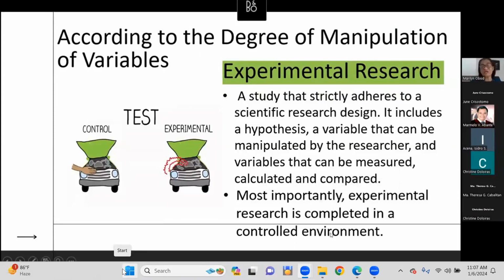And it is done in a controlled environment, usually in a laboratory. So sa mga health allied courses, ganun. Sa MBA, hindi ko alam kung paano a-apply ang experimental research. Baka dun sa paggawa ng product, no? I am not so sure about that.